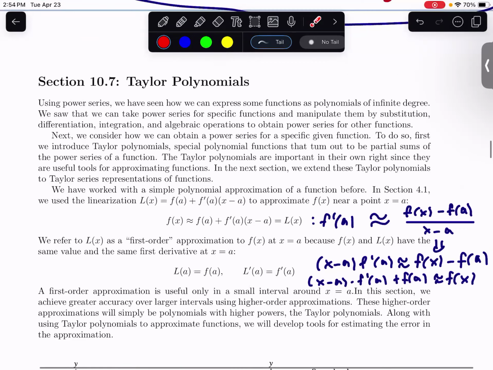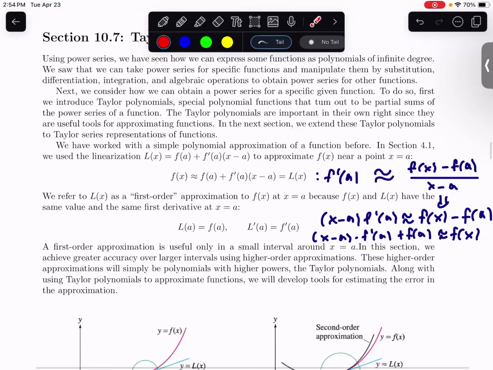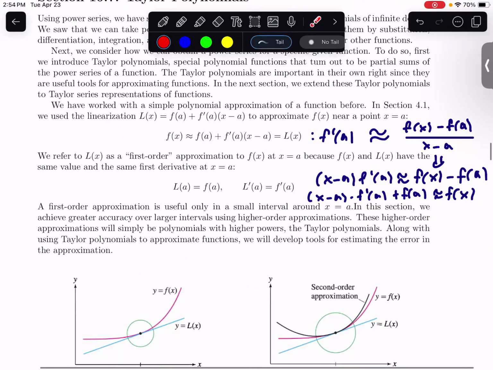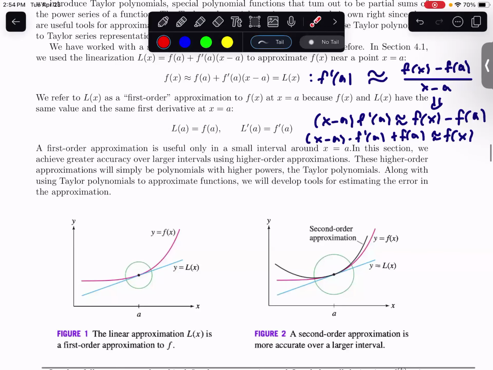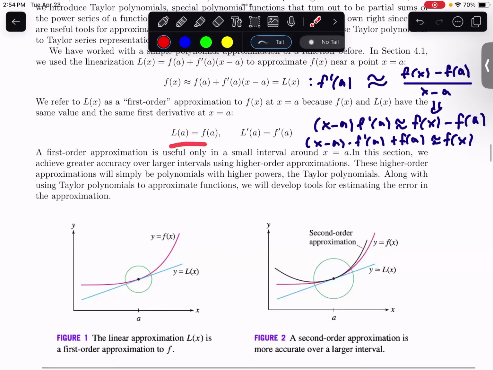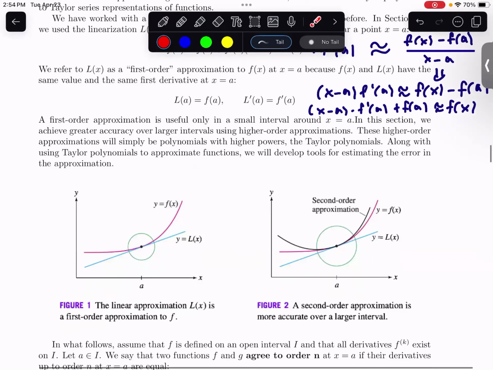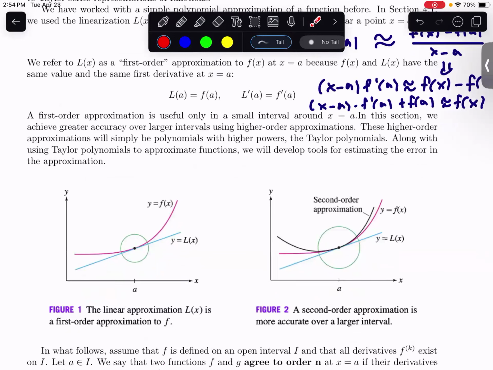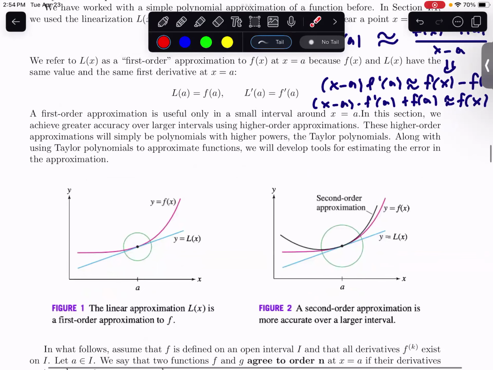And then if you go from a polynomial to the series, it's no longer an approximation. It's the exact same function. Okay, so that's the intuition behind what's going on. This linearization idea was really just a Taylor polynomial of order 1. So this is a first order approximation, and this is only really useful in a small interval around x equals a. The goal of this section is to look at higher order derivatives, which will give a better approximation on a larger interval.